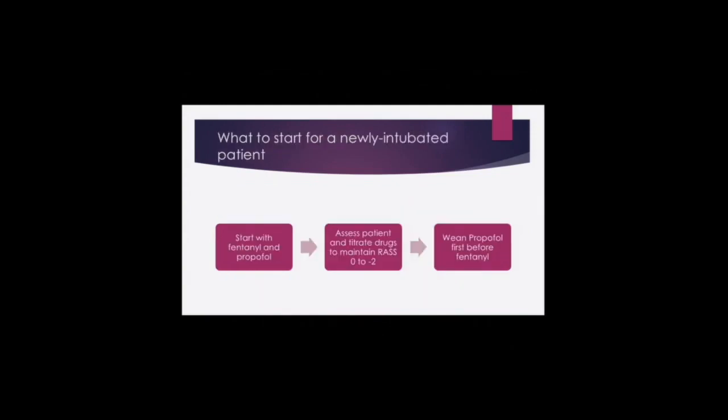So what should I start for my patient who is newly intubated? I will usually start with fentanyl and propofol and titrate the doses to maintain a RASS score of 0 to -2. I will preferentially wean down propofol first, before weaning off fentanyl.